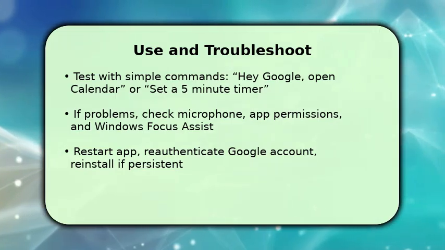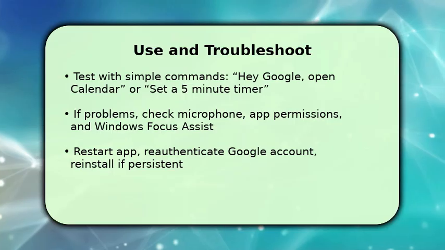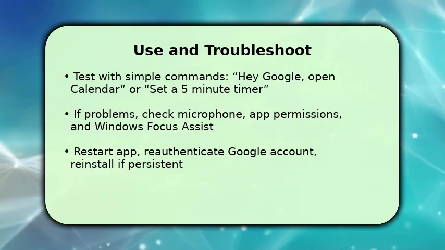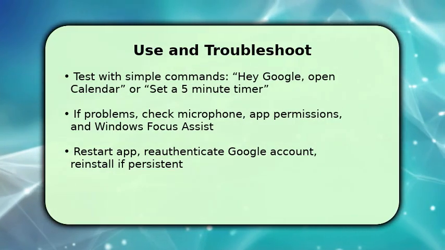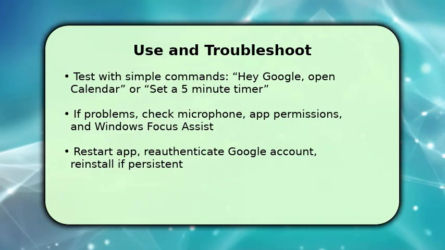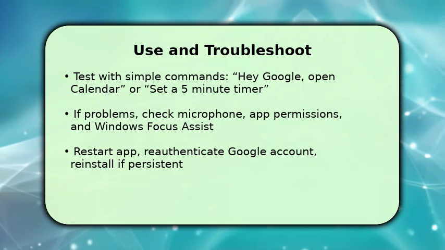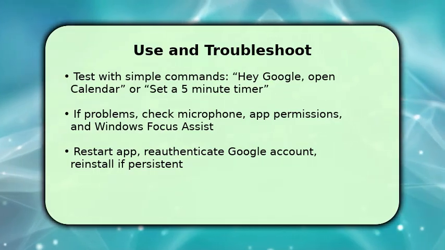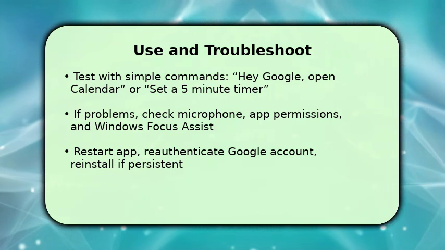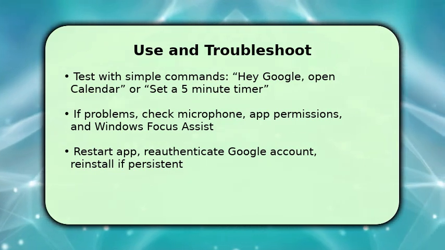If Assistant doesn't respond, first confirm microphone selection and app permissions in Windows settings, then verify Focus Assist or Battery Saver isn't blocking background activity. If issues persist, sign out and back into Google inside the client, restart the app, and reinstall as a last resort. This sequence isolates common faults and restores normal operation.